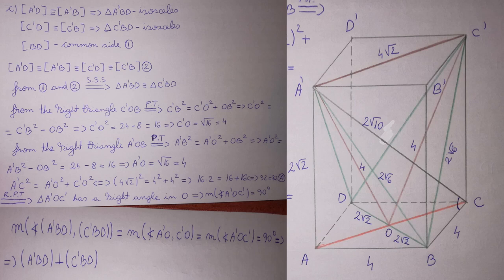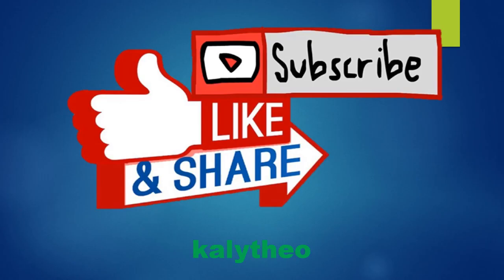The measure of the angle between planes A'BD and C'BD is equal to the measure of the angle between the lines A'O and C'O, which is equal to the measure of the angle A'OC', which is equal to 90 degrees. From this results that the planes A'BD and C'BD are perpendicular. This was the third part of test 11.